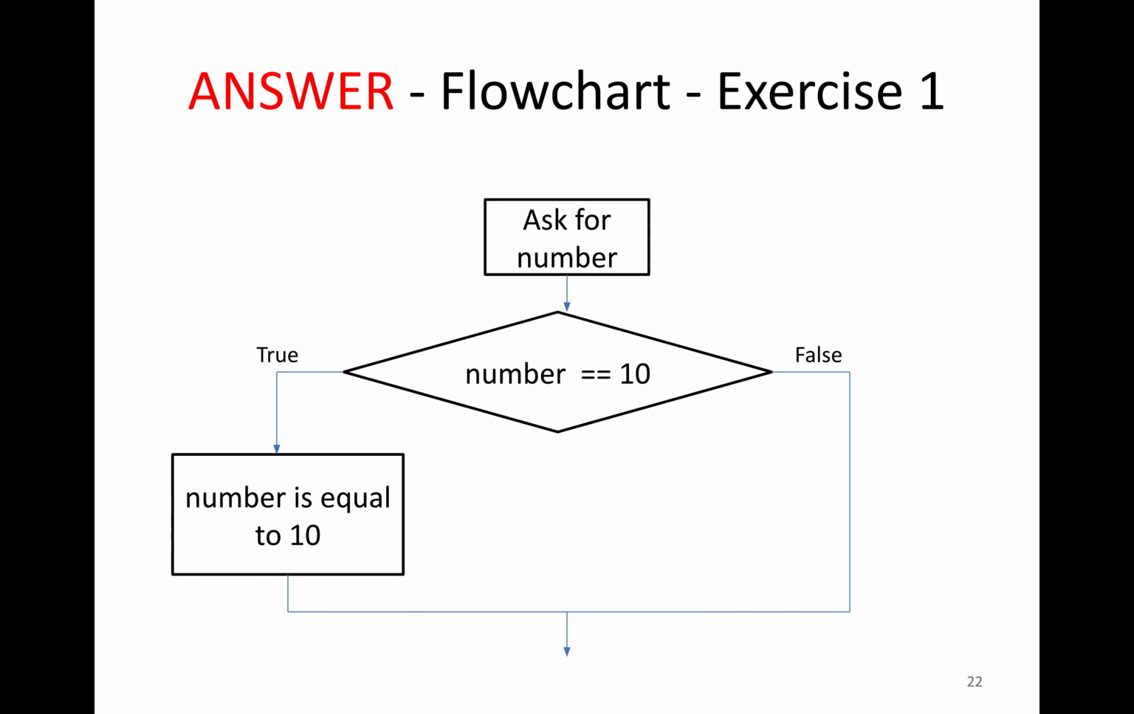So ask for the number. Then once you get the number, you have the decision sign. It checks whether number is equal to 10. If the number is equal to 10 is true, then the message number is equal to 10 is printed. If false, it goes the other way. So this is the flowchart for the above problem.